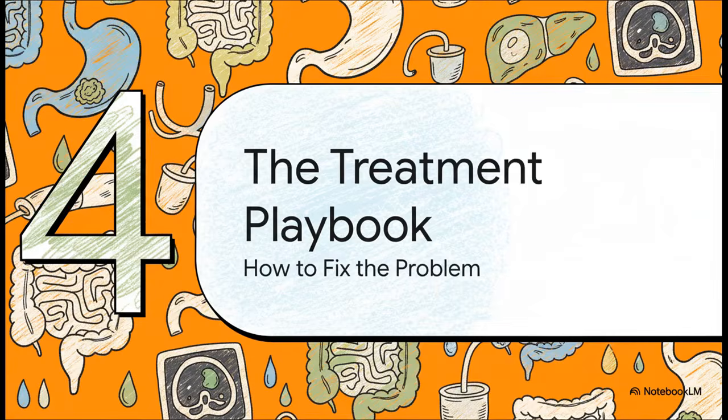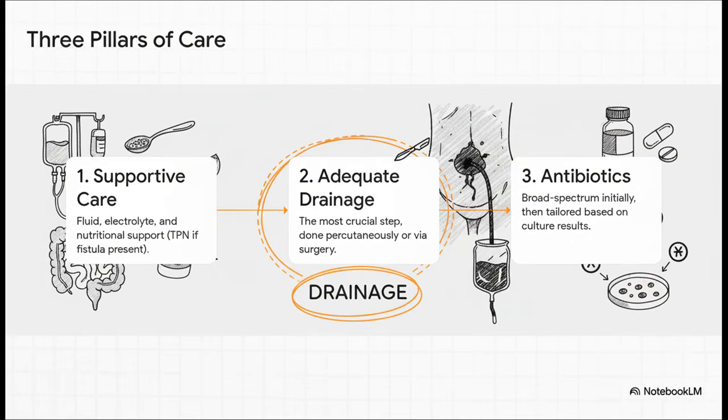Okay, so the case is cracked. We know what it is, we know where it is. Now the whole game shifts from investigation to action. It's time to open up the treatment playbook. And the plan is really methodical. It's built on three pillars. First, supportive care. You gotta stabilize the patient. Fluids, electrolytes, nutrition. Step two, and this is the big one, is drainage.